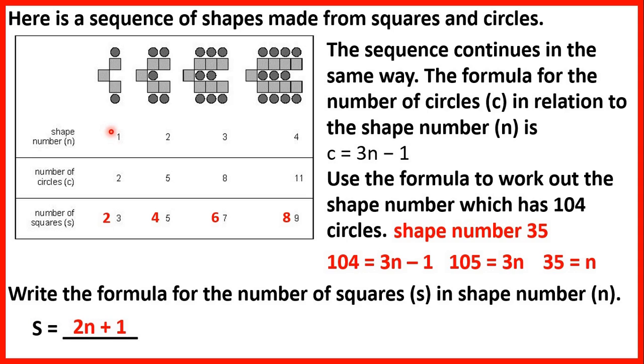And we can check that it works, because if n is 1, 2 times 1 plus 1 is 3. If n is 2, 2 times 2 plus 1 is 5. 2 times 3 plus 1 is 7. And 2 times 4 plus 1 is 9. So 2n plus 1 is our formula.